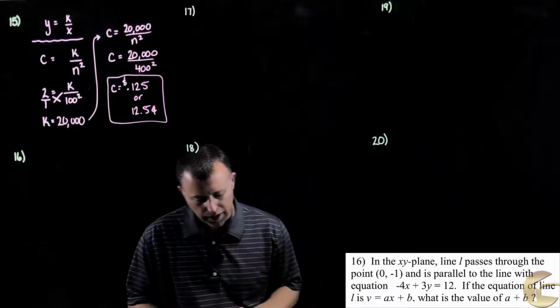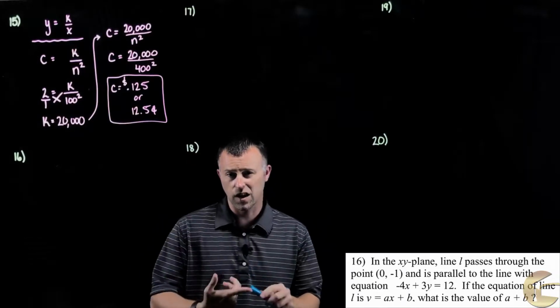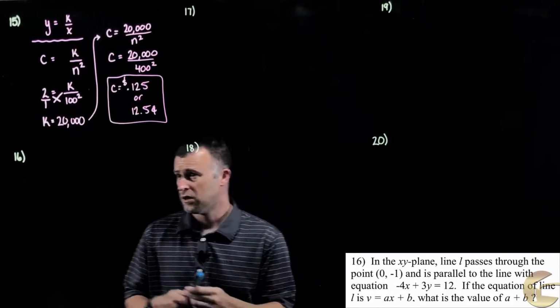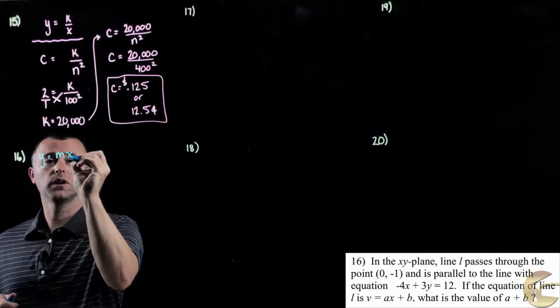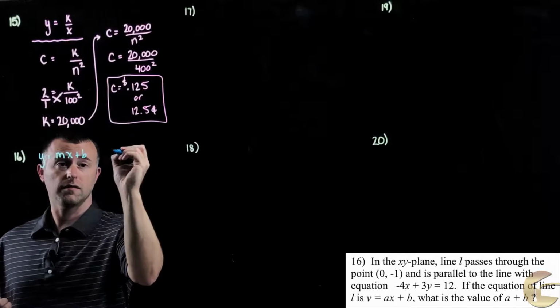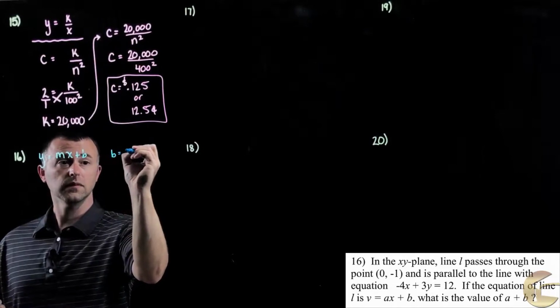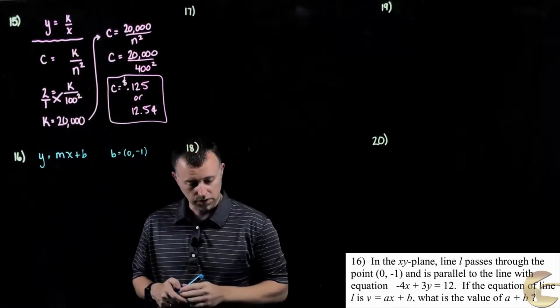Number 16 says in the xy plane, line L passes through the point (0, -1). So I see a line and I see a y-intercept. Right off the bat, I'm thinking y equals mx plus b, some variation of it. And I know that I have the point b is (0, -1). So that's just my starting point for number 16.